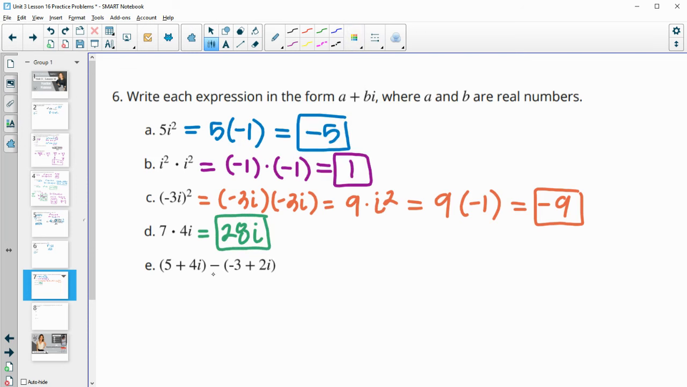And then part E, we're subtracting this term. So I like to change this to adding the opposite of each of these. So adding positive 3, adding negative 2i, then combining our like terms. So we've got 5 plus 3, that gives us 8. And then we have 4i plus negative 2i. So 4i plus negative 2i is 2i. So 8 plus 2i is what E simplifies to.